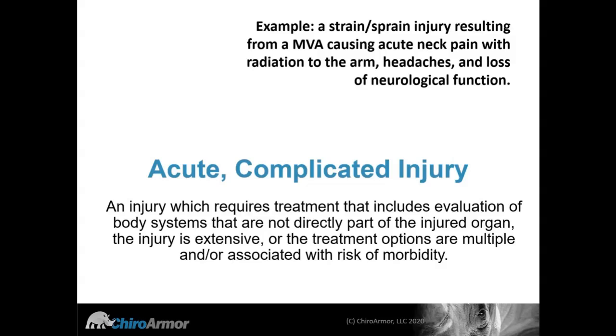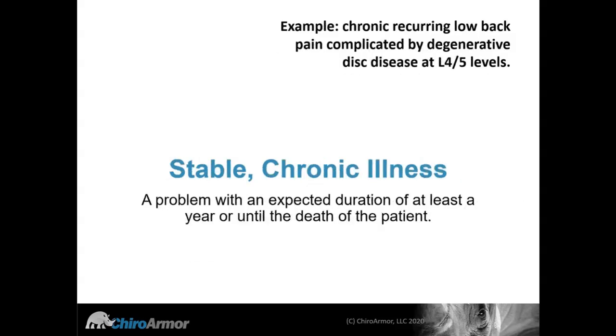And so a good example of this would be a strain sprain injury resulting from a motor vehicle accident causing acute neck pain with radiation into the arm, headaches, loss of neurological function, nerve compression types of issues, disc types of issues that could be going on. More complicated injury that is associated with that, and again, there may be a risk of morbidity, meaning that there could be some permanent impairment that could result from this type of injury. And so that's an acute complicated injury.